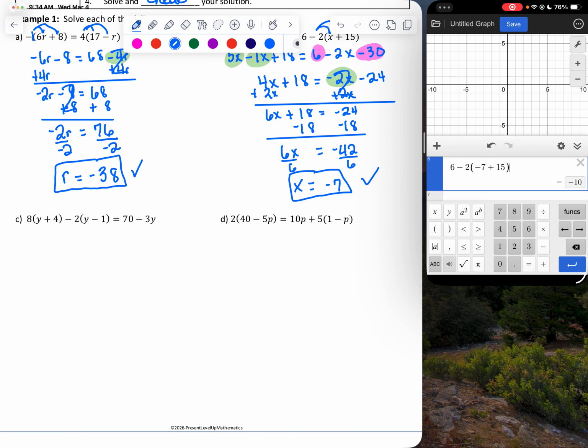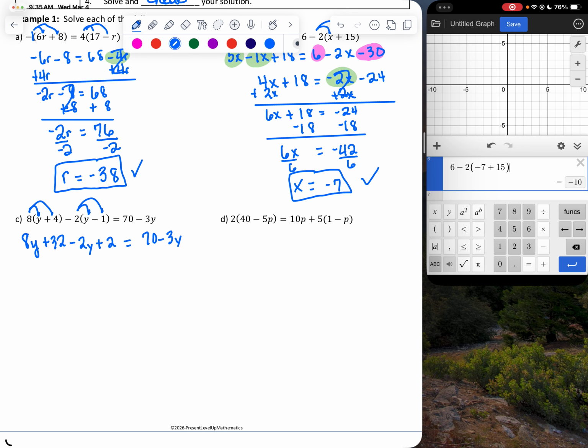We have 8 times the quantity y plus 4 minus 2 times the quantity y minus 1 is equal to 70 minus 3y. So I'll start by multiplying everything in this first parenthesis by 8. So 8 times y is 8y. 8 times 4 is 32. Now I'm going to multiply everything in the second parenthesis by negative 2. So negative 2 times y, negative 2y. Negative 2 times negative 1, positive 2. Now, there's nothing we can do on the right side, so I just bring it down.